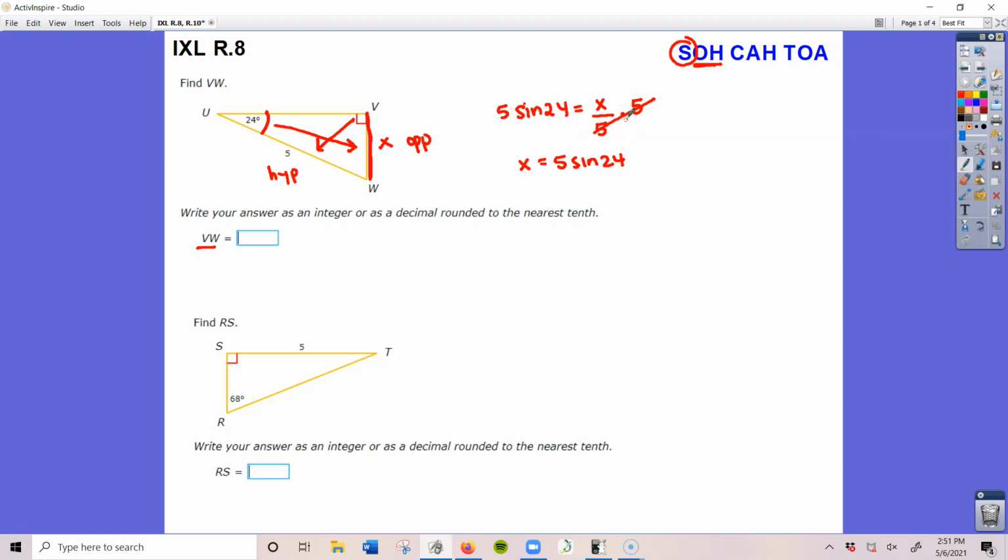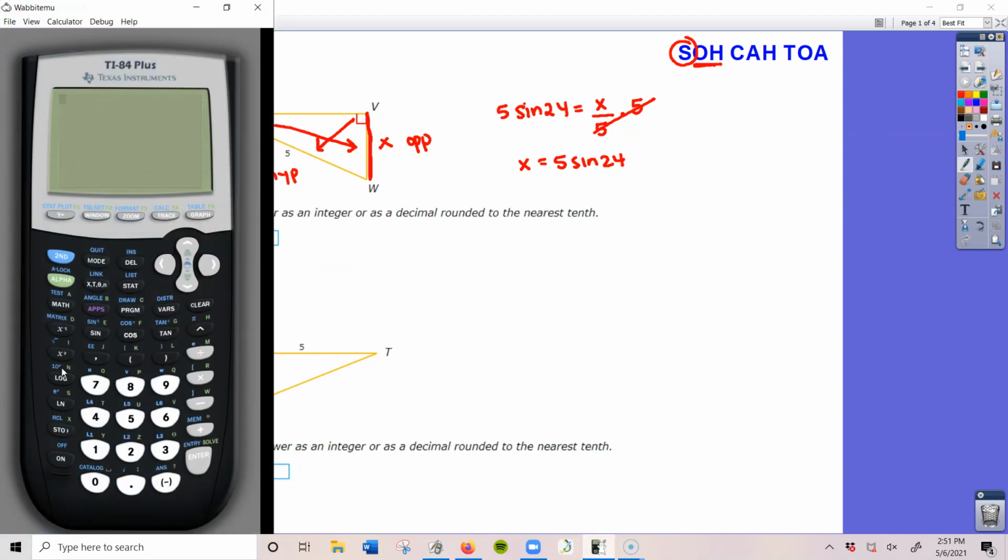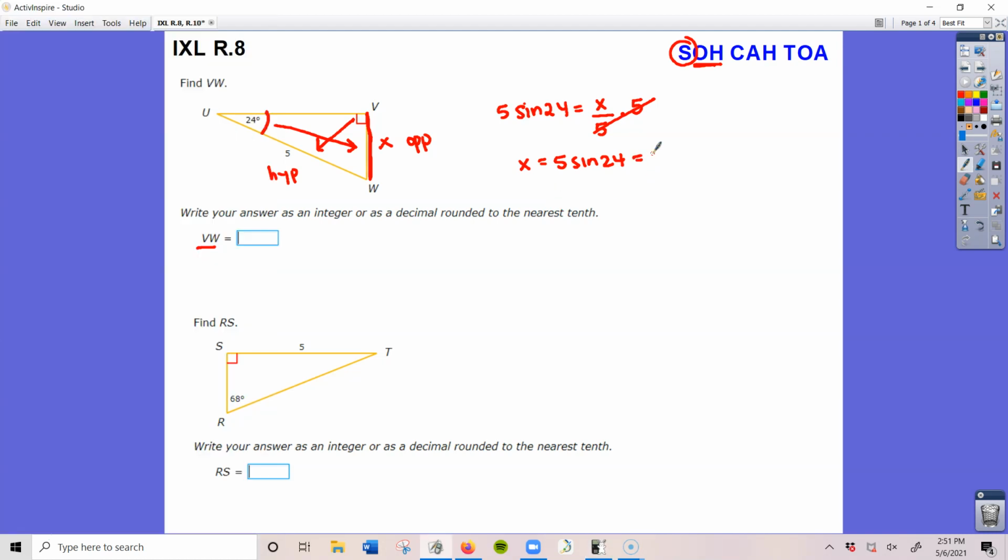In order to figure out this number, you need the calculator. So this is my scientific calculator. You look for the sine button. Well, sorry, let me back up. We have 5 times the sine, and then it opens a parentheses so you can put the angle, 24. And we get 2.03. Now it says here to round to the nearest tenth, which is the first decimal point. So this would just be 2.0 or 2.